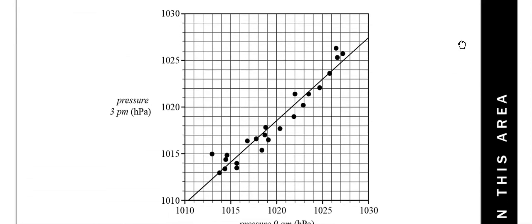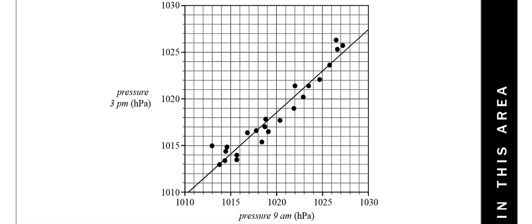So here we've got our scatter plot, and a good thing to take note of here is that we are given, by the way that the scatter plot is presented, what our explanatory variable is, so that's the 9 a.m. pressure, and our response variable is the 3 p.m. pressure.